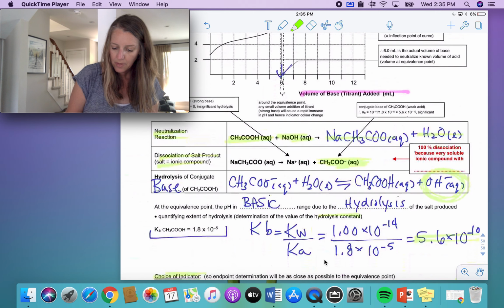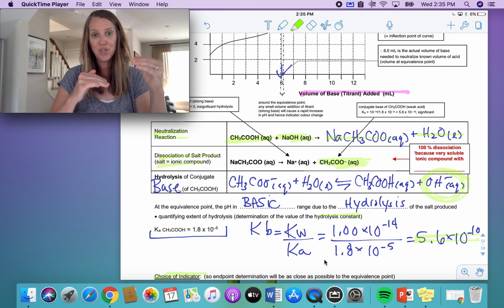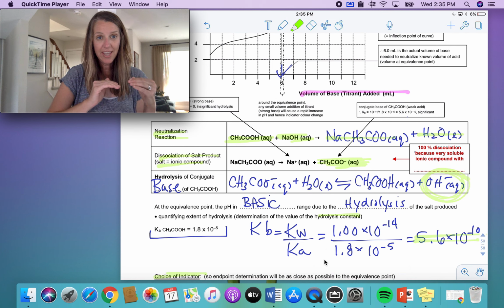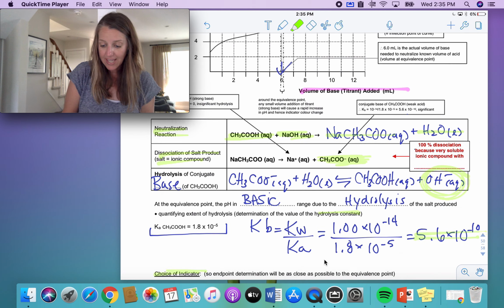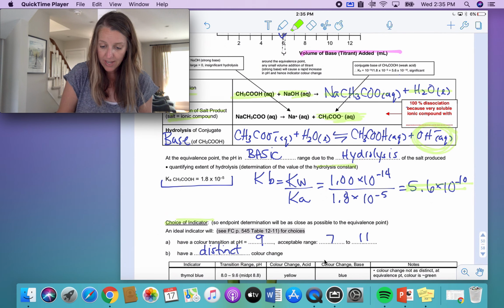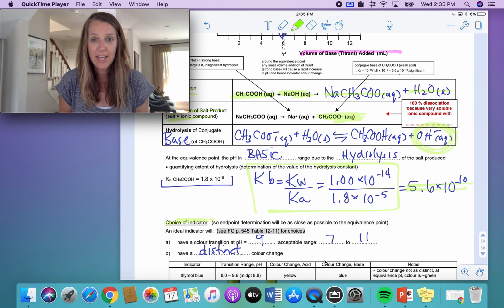Okay? So at the equivalence point, the pH is going to be in the basic range due to the hydrolysis of the salt that was produced. Could you quantify the extent of the hydrolysis? Yes, you can, because we know the Ka value of this weak acid, and it is going to have a strong conjugate base because Kw equals Ka times Kb, right? That was a constant. And you've got a value now for your Kb.